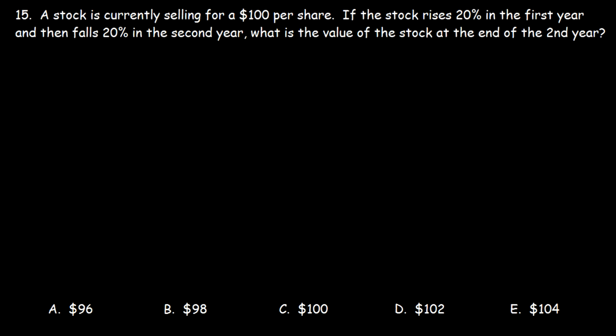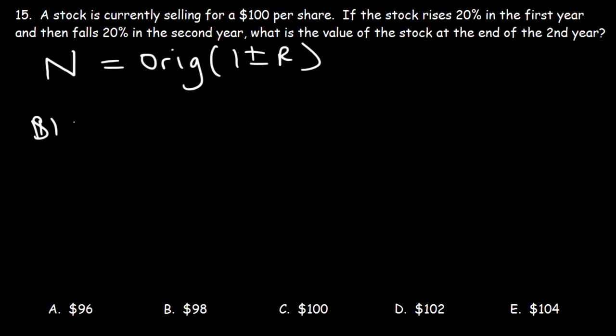Number 15. A stock is currently selling for $100 per share. If the stock rises 20% in the first year and then falls 20% in the second year, what is the value of the stock at the end of the second year? The answer is not C. Even though it goes up by 20% and falls by 20%, you might imagine that the stock should be at its original price, but that's not the case. Let's use this formula. The new value is equal to the original value times 1 plus or minus r.